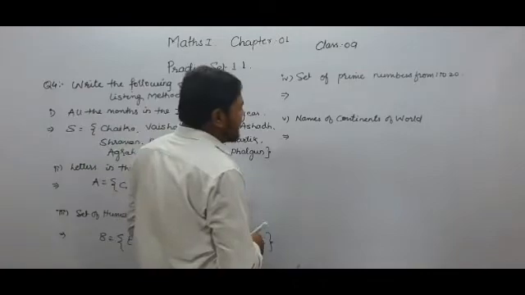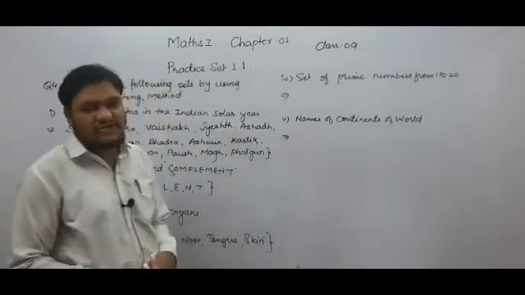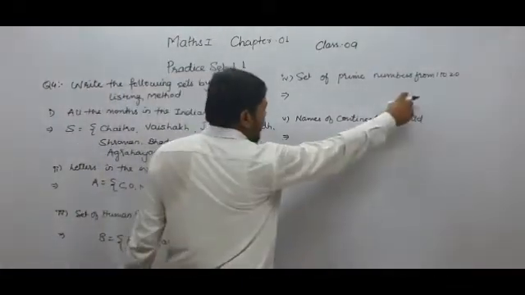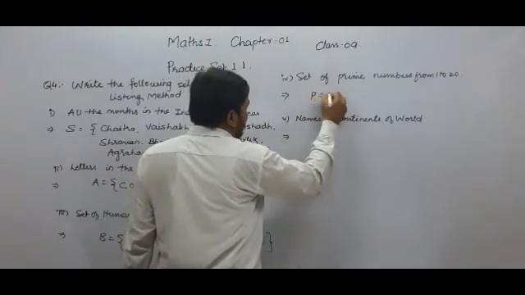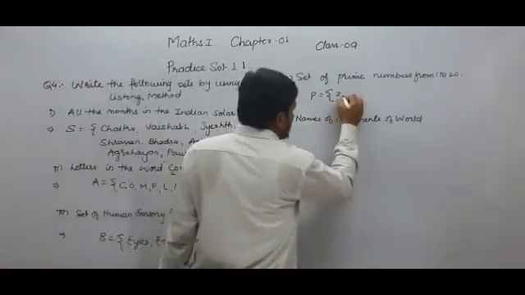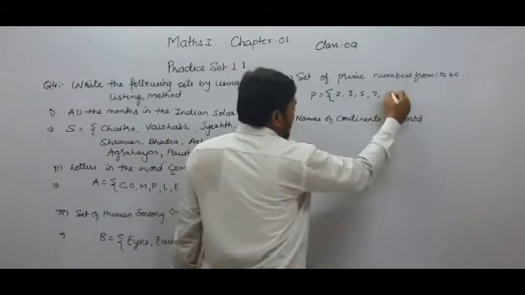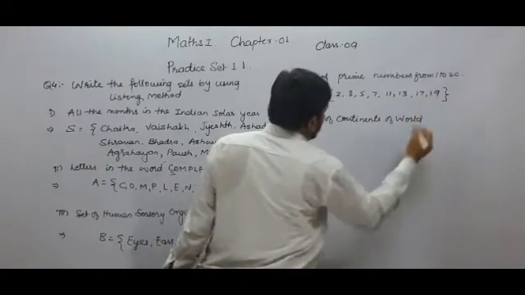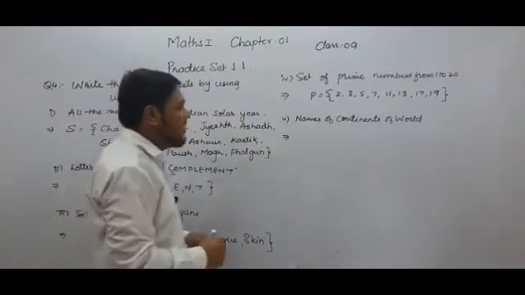Now the next question is the set of prime numbers from 1 to 20. Student, we know the definition of prime numbers, the numbers which are divisible by 1 and itself, but we have to write the prime numbers from 1 to 20. Let this set be denoted by capital P. P is equal to curly bracket. Now the first prime number is 2, second is 3, 5, 7, 11, 13, 17 and 19. Student, these numbers are the prime numbers from 1 to 20 which are divisible by 1 and itself.